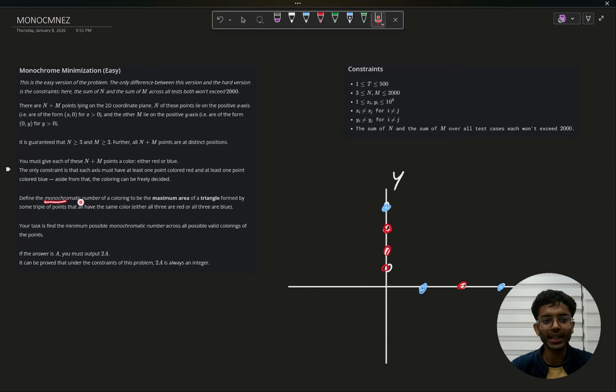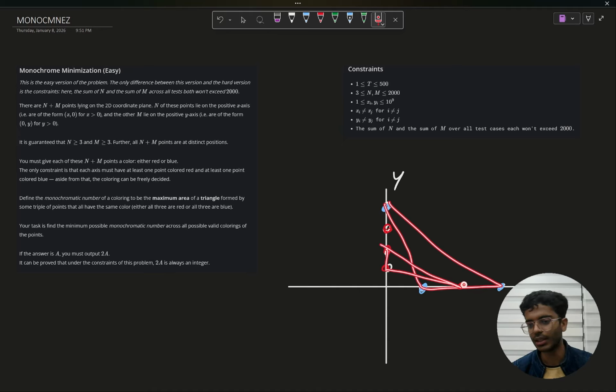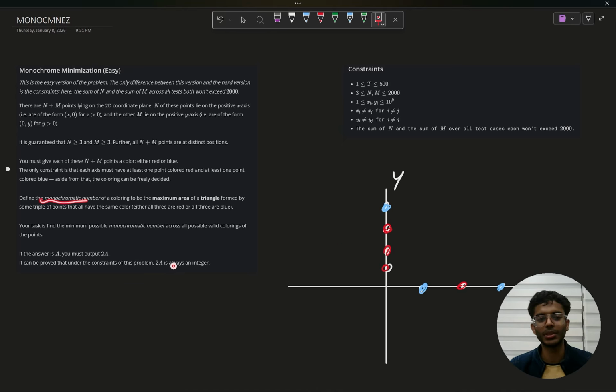Now we define the monochromatic number of a coloring to be the maximum area of a triangle that can be formed by choosing any 3 points of the same color. So you can choose any triplet which has the same color, and the monochromatic number is the maximum area over all such triplets. For example, in this coloring, one possible triplet we can find is this, which has some area. One possible triplet is this, one possible triplet is this, and so on. And the monochromatic number is the maximum such area.